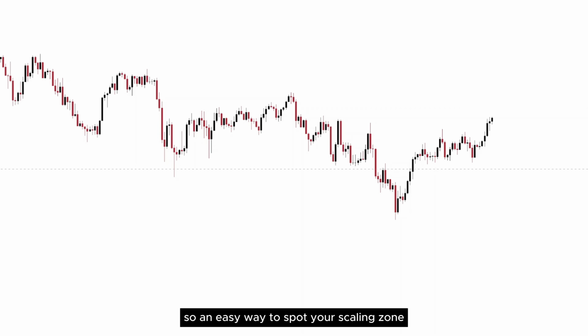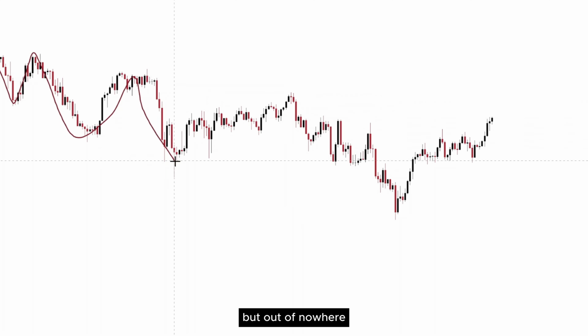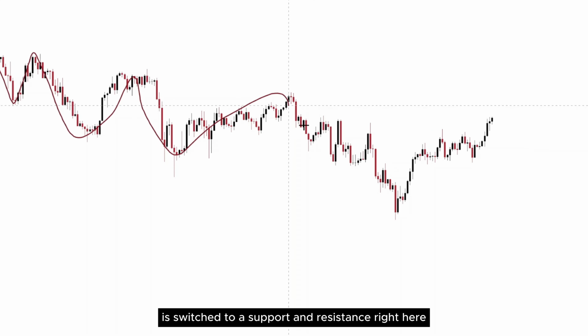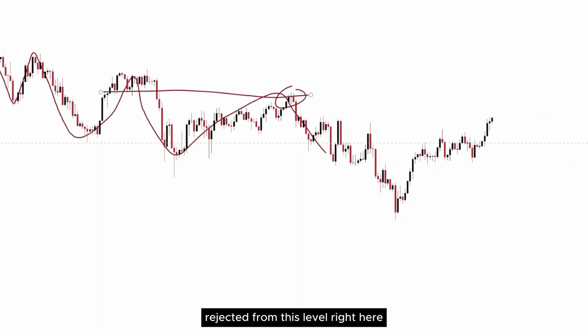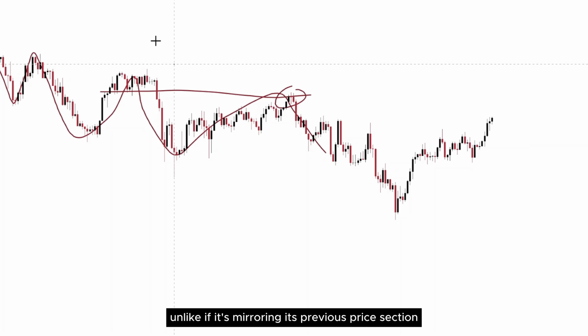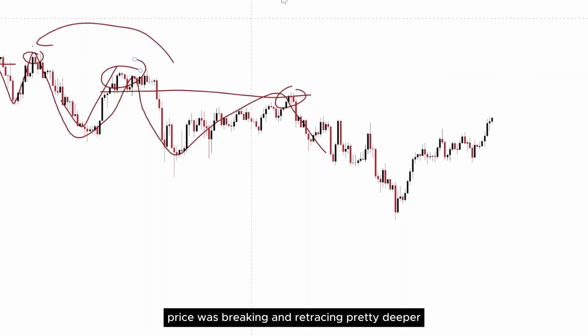So an easy way to spot your scaling zone would always be what you can see on the macro. So look at this instant. Price right here was in a supply and demand structure, but out of nowhere it switched to support and resistance right here. As you can see, this retracement here rejected from this level right here. Unlike before, when it was mirroring its previous price action, price was rejecting from a supply and demand. Price was breaking and retracing pretty deep.